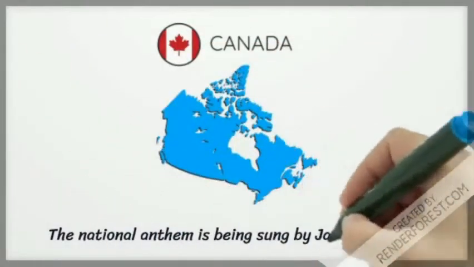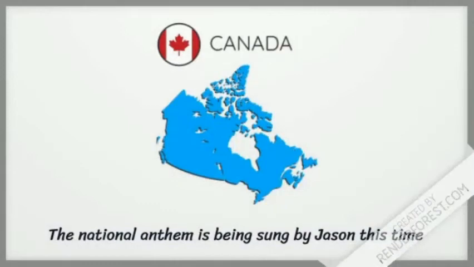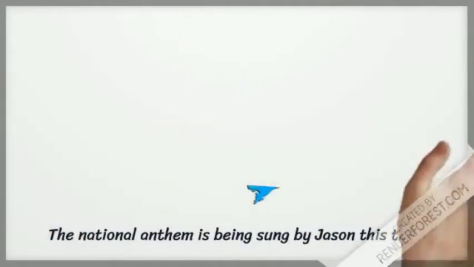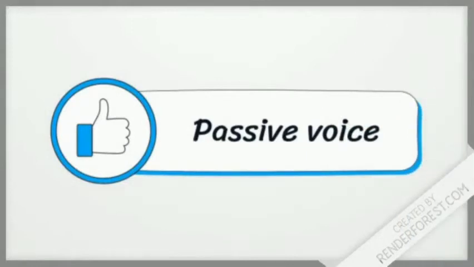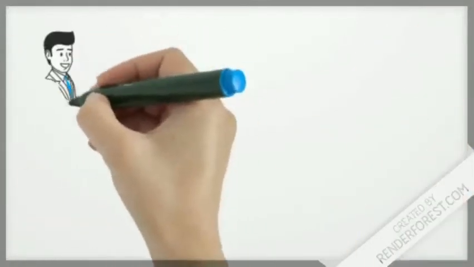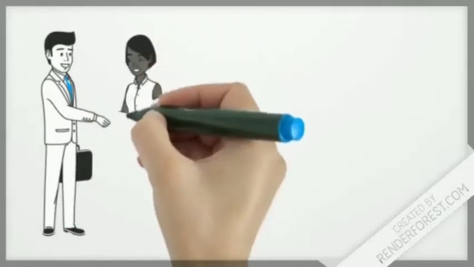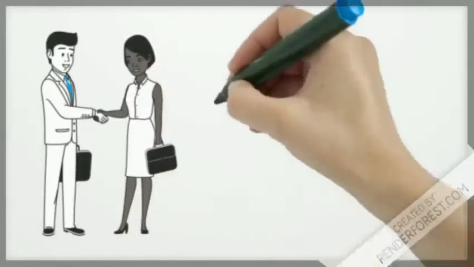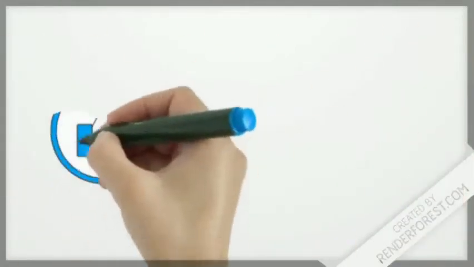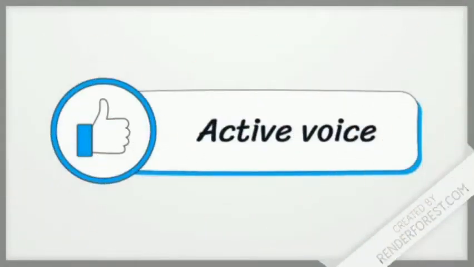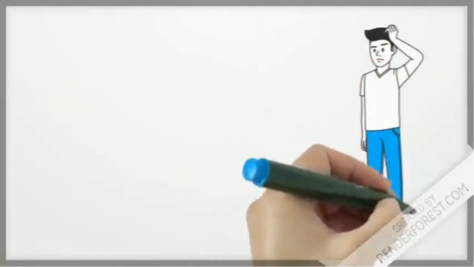Another sentence. The national anthem is being sung by Jason this time. If you guessed passive voice, you are correct. And the last one is, I will introduce you to my boss this week. If you guessed active voice, you are correct. Now, don't panic if you haven't gotten all of them right, because it's okay to make mistakes in life.